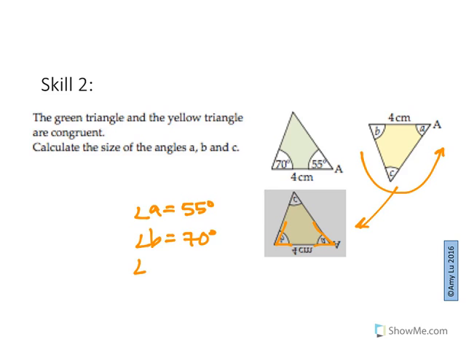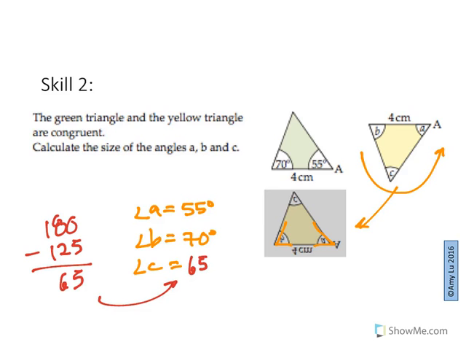Now if you want to find angle C, remember, all you have to do is add up the two angles, subtract it from 180, and there you go, leaving you with 65. Only merely because we solved for it. And that is it.